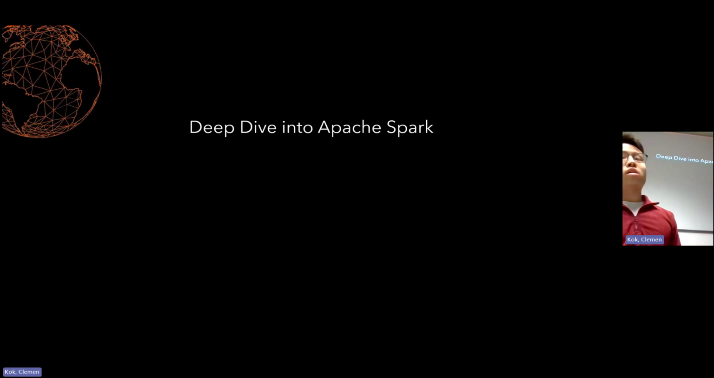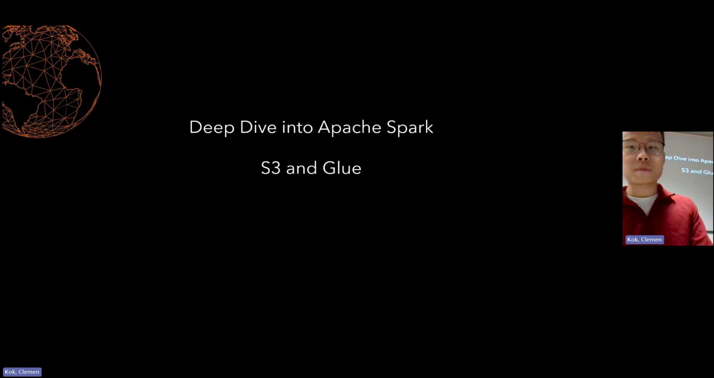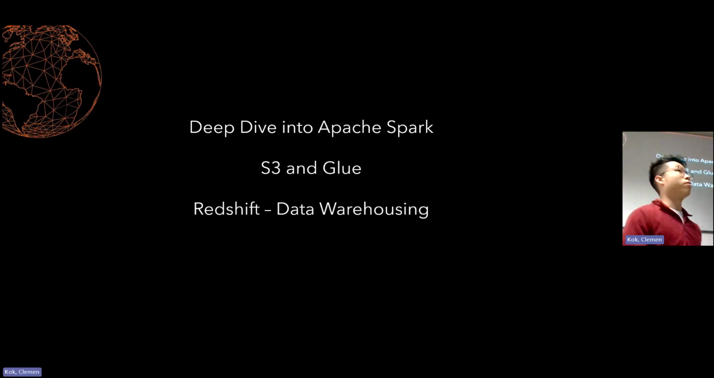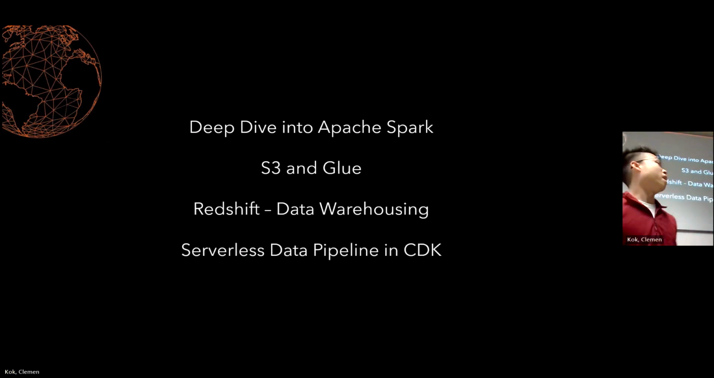So our first part covers a deep dive into Apache Spark. We'll then go into what S3, Simple Storage Service, and Glue are. Then we'll talk a bit about Redshift and OLAP, or online analytical processing. And lastly, we'll go through a whole example of building a serverless data pipeline in Amazon CDK, which I shared about last week.